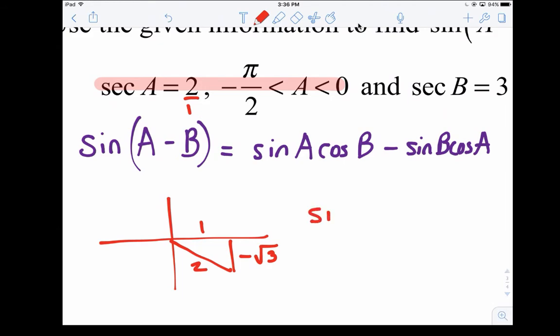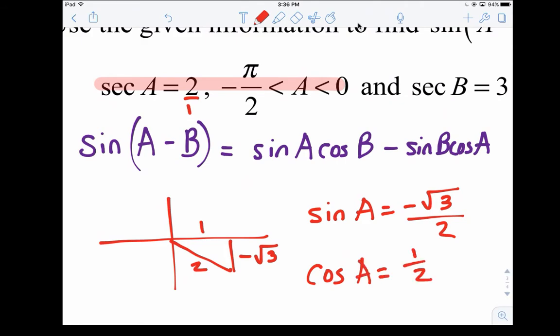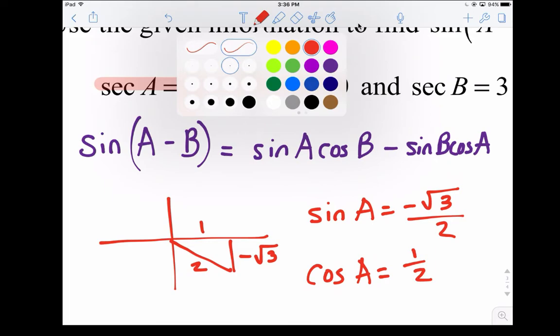So if you do sine of angle A, opposite over hypotenuse, excuse me, so negative root 3 over 2, and then cosine of A would be 1/2, or the opposite of secant. Now you have both of those values to help you eventually simplify.